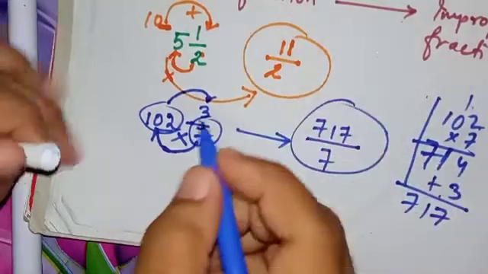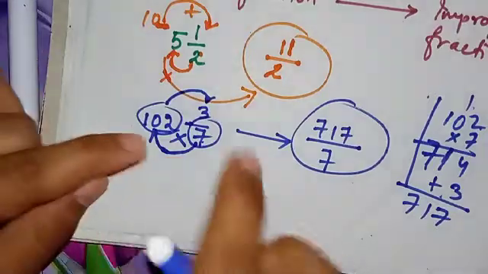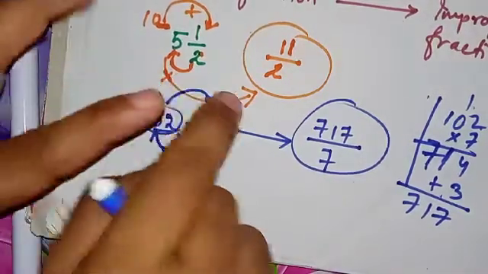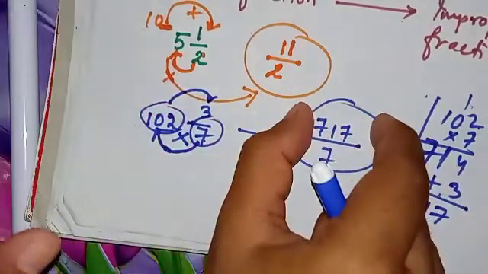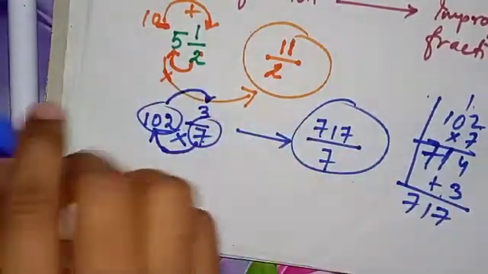So this is how we convert a mixed fraction into an improper fraction. Just multiply the denominator with the whole number and add it to the numerator. That will be the final numerator, and the denominator will be copied as it is. No changes will be made in the denominator.